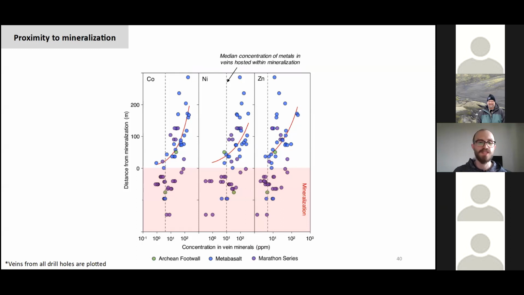Now, this seems to suggest that there may be some control of the presence of underlying mineralization on vein mineral chemistry, but there's a problem. And the problem is that if the metals were actually being sourced from the underlying mineralization, then one might expect that the concentration of metals be highest in the veins closest to mineralization, but we're actually seeing the opposite. So maybe there's something else controlling the concentration of these metals in the veins.